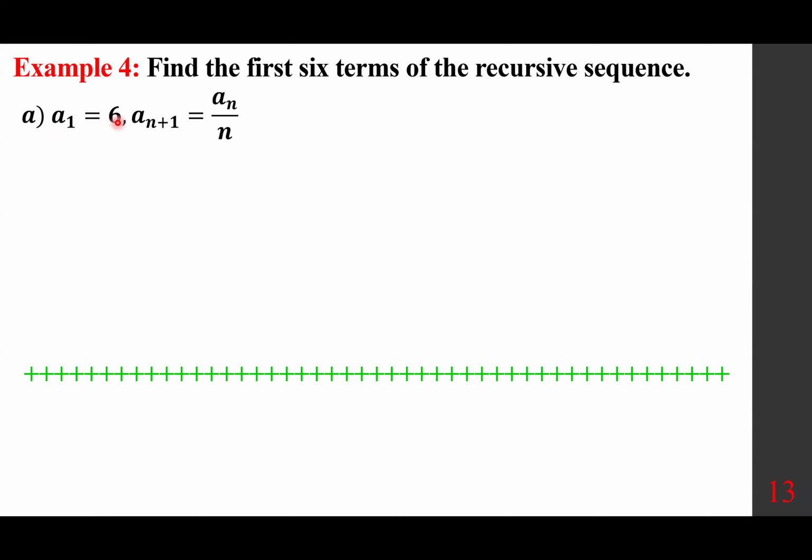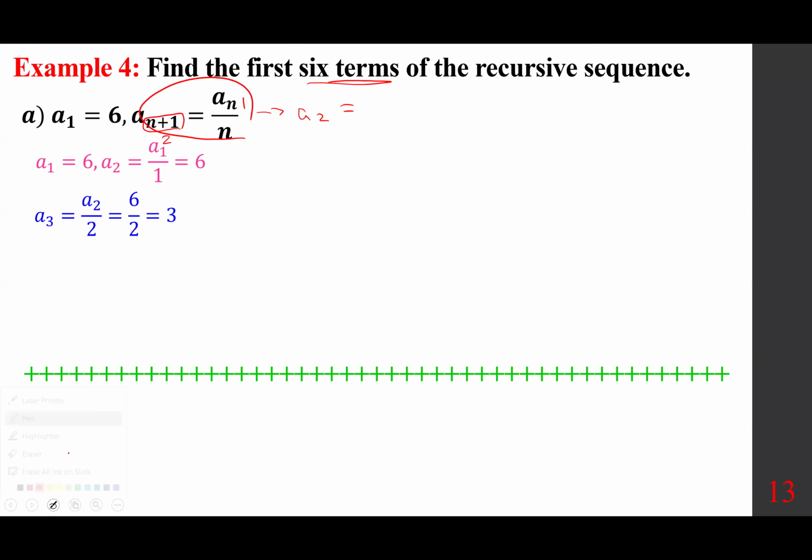We are given a sub 1, some number, in this case 6, and a sub n plus 1 is a sub n over n, and we want 6 terms. So if a sub 1 is given as 6, then what is a sub 2 as an example? So this is 2. That makes this one 1. So it makes it a sub 1 over 1, which is 6. I hope you recognize that. What about a sub 3? So according to this, a sub 3 must be a sub 2 over 2.